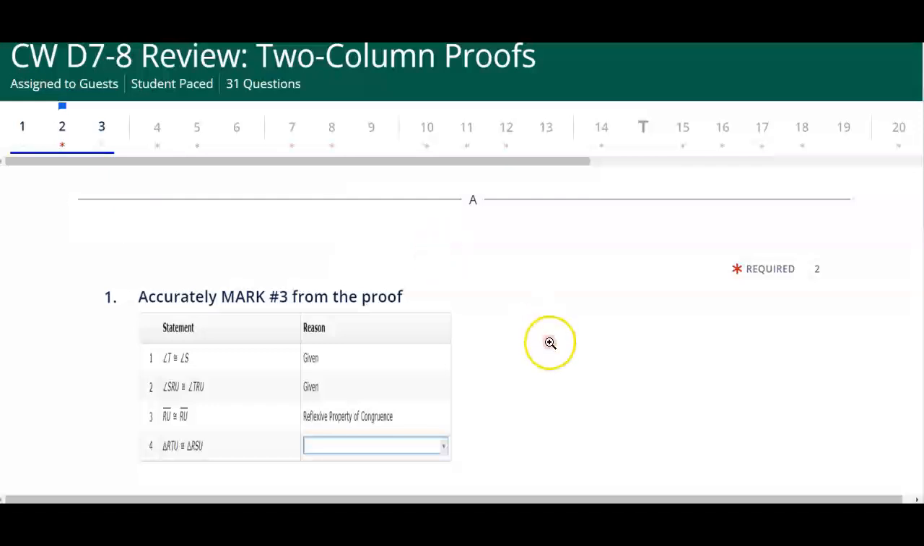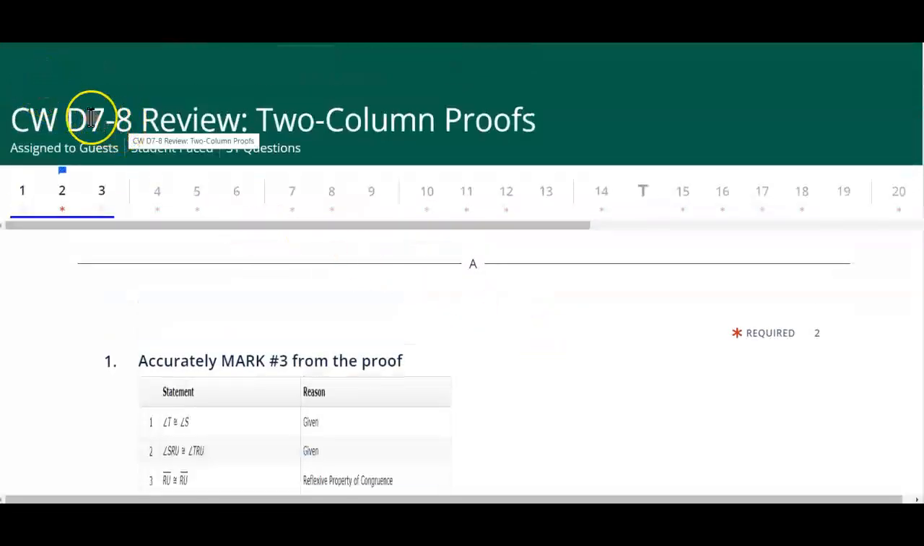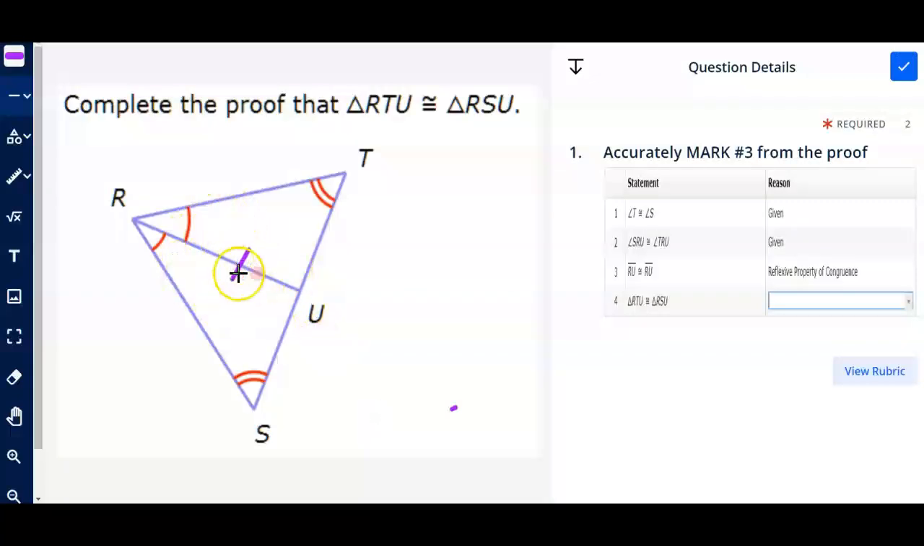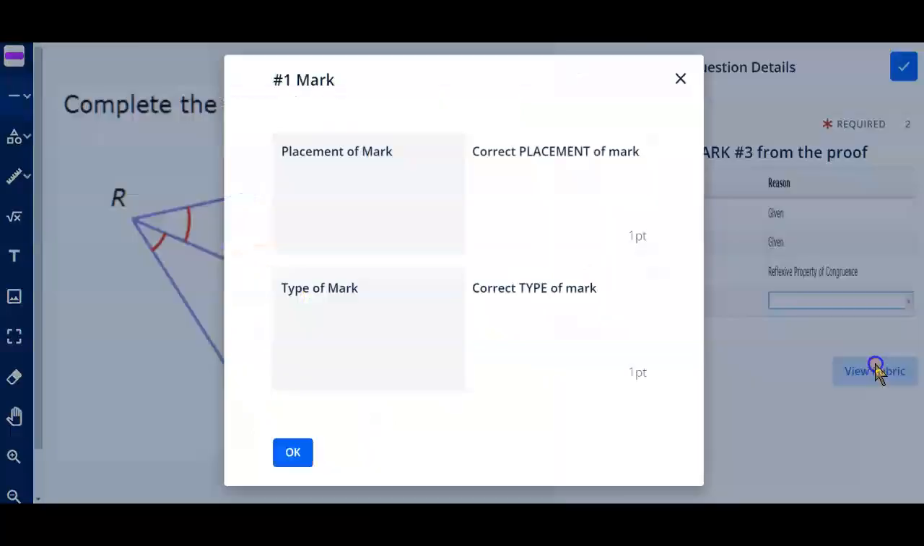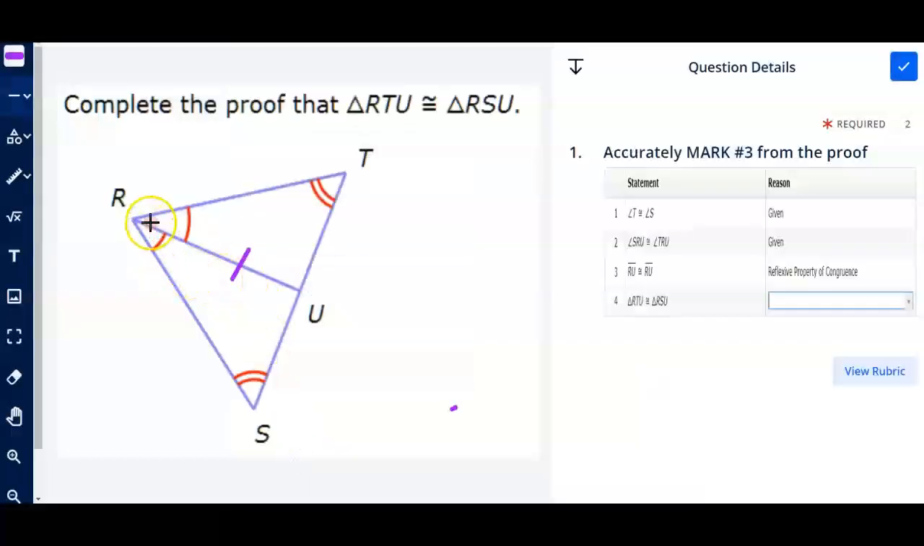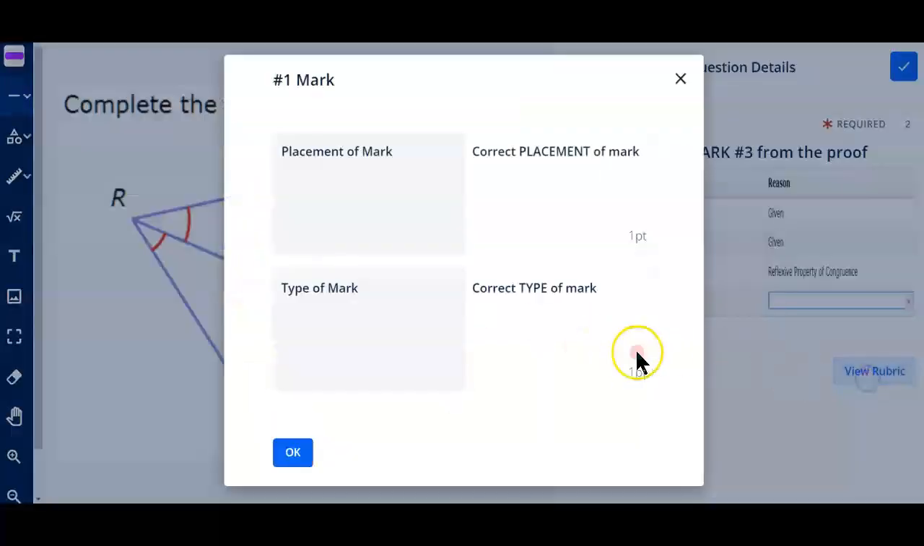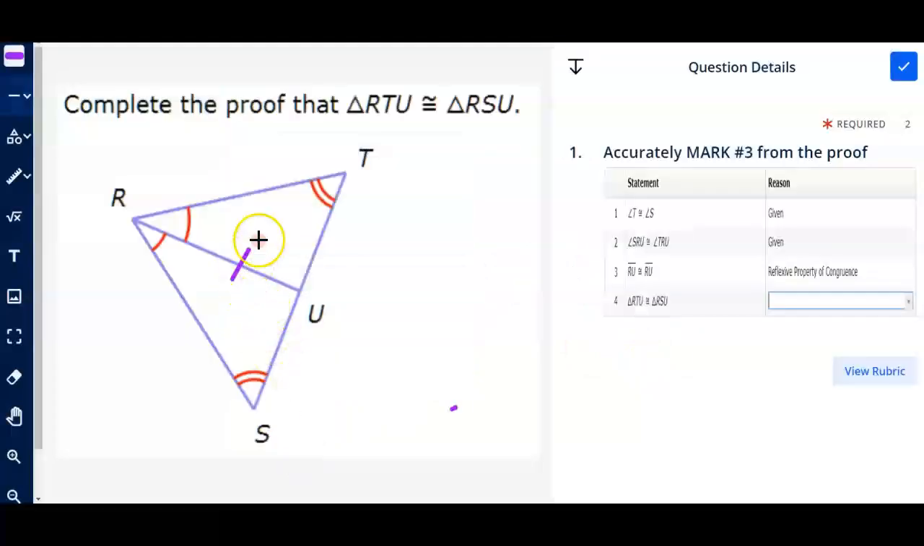All right, so we are on CW D7-8 review, and we did number 1, where we were first asked to mark number 3, which is RU is congruent to RU. We added this single tick mark right here. We also noted that we can view the rubric. The correct placement of the mark is on the segment RU, and the correct type of mark is a tick mark because it is a segment.